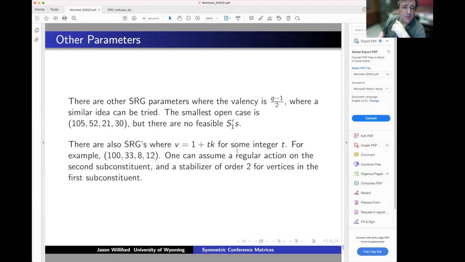There are other parameters where, first of all, the valencies are half and half, so you could assume that these are both Cayley graphs. Then there are also a lot of parameters of this form where the size of the first subconstituent divides the size of the second subconstituent. And so then you can assume maybe the second subconstituent is Cayley, and the first maybe has some non-trivial stabilizer.